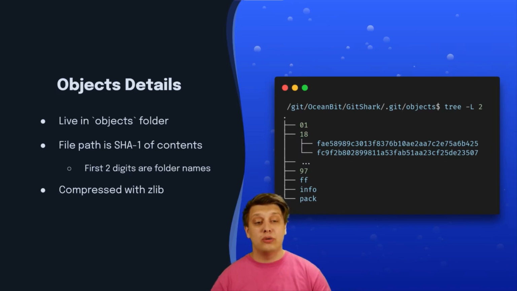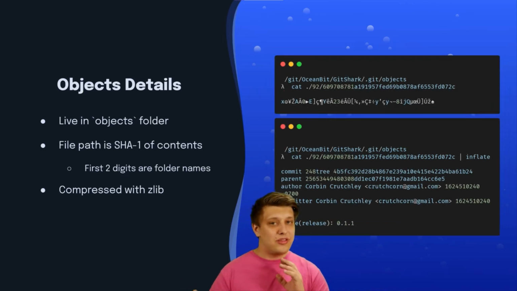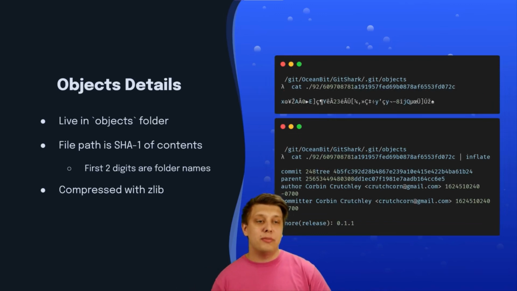So for example, here we can see 18FAE. That is the start of a SHA-sum that matches the contents. And all objects are compressed with zlib. So we can see that by trying to cat the previous file. And we'll see that there's a lot of symbols here that we're probably not familiar with. And that's because it is compressed. So if we run that file's contents through the inflate command to decompress the zlib information, we can see that we have the commit object and we're reading the file contents as expected.